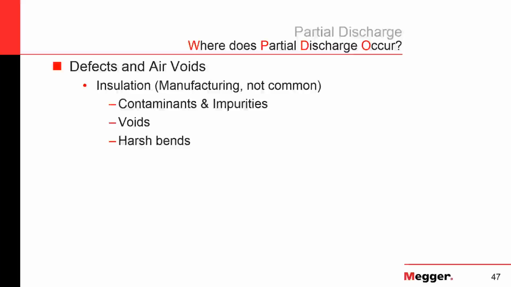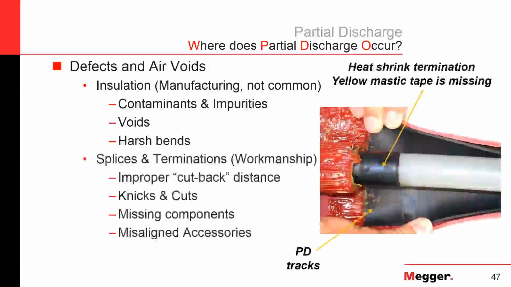So where does PD occur? Really, when we think about PD, we're thinking about defects in air voids. So it can occur in the bulk insulation. That would be a manufacturing defect, but it's not very common. The manufacturers are very good at making good cables these days. But if something like contaminants or impurities got into the insulation, or a void, an air bubble got in there, that would be an example of a manufacturing defect. Possibly too, if you exceed the bending radius of the cable during installation, when that cable's returned to being straight, you can have an air pocket in there, and that would display partial discharge as well.